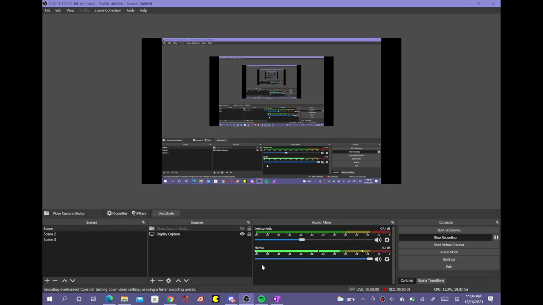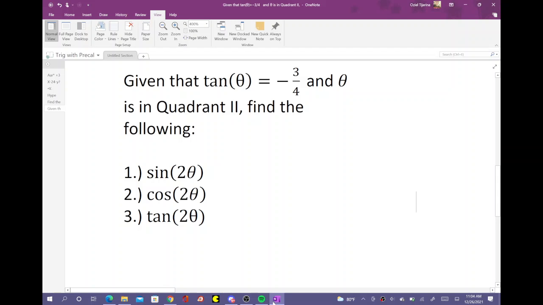Okay, so hello everyone. In this video, we're going to find, so here is the question. Given that tan theta is equal to -3/4 and theta is in quadrant 2, find the following: sine of 2 theta, cosine of 2 theta, and tangent of 2 theta. So basically, we have to find the double angle identities for these, and there are specific formulas that go along with this, okay?